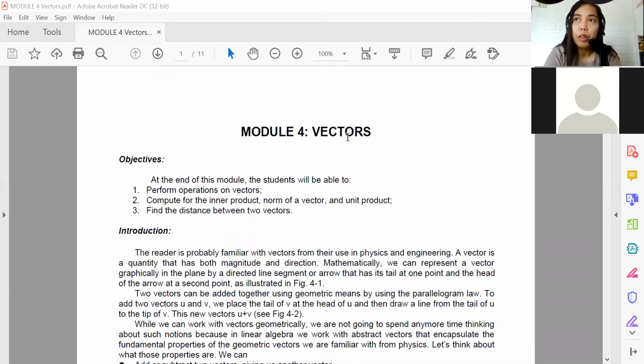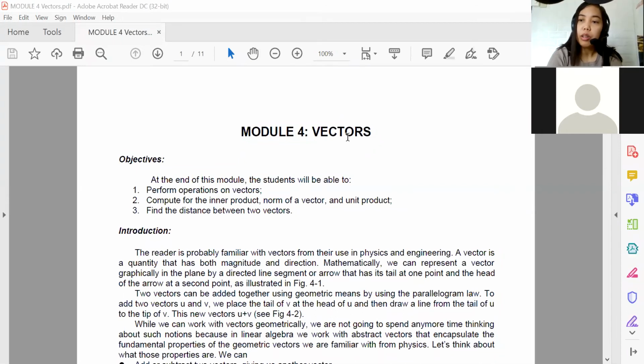What are the examples of vectors? We have acceleration, okay? So it's an example of vectors. Ano pa? Yung may mga direction. We have also velocity, okay? And we have force, momentum, and the opposite of vector is scalar.